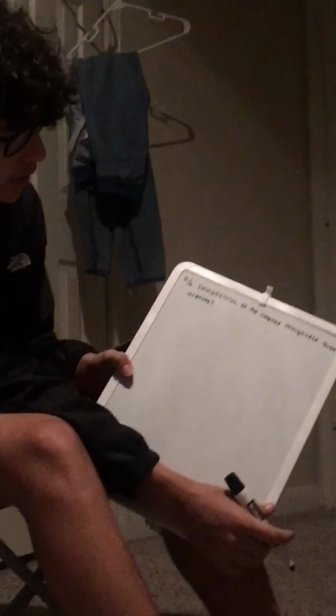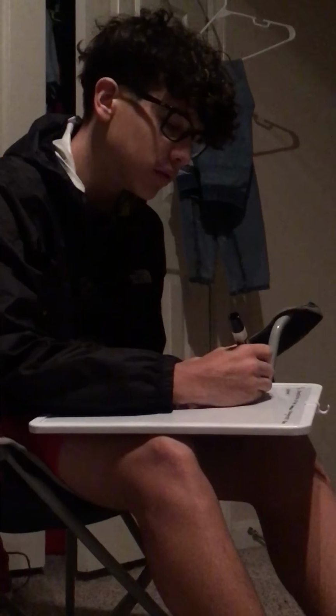Today I'm going to be going over a problem. It asks the percent composition of the compound manganese 3 acetate. So first off, you have to write it down, which is Mn3, then acetate is a polyatomic, and that is C2H3O2.